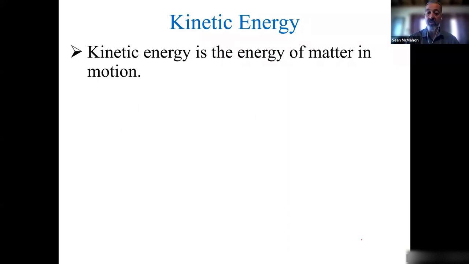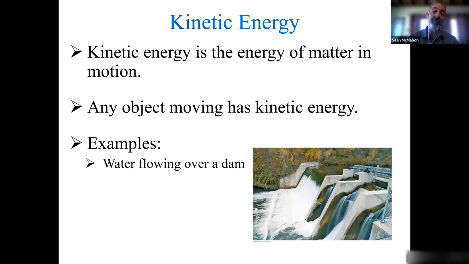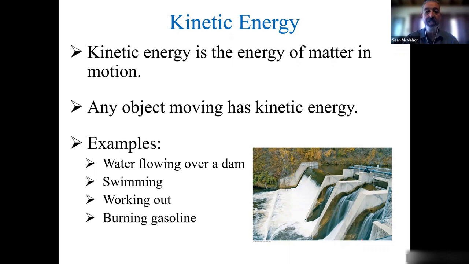So kinetic energy is associated with movement. Any object moving has kinetic energy. So water flowing over the dam is kinetic energy. So that's why we store it, so then we can control it when it flows and harness its natural form of kinetic energy and transform it into something different. If you swim, that's a form of kinetic energy, you're moving. If you work out, kinetic energy. If you're burning gasoline, right, that is going to cause movement, because the gasoline is going to change into CO2 and H2O, and they're going to be moving as well.